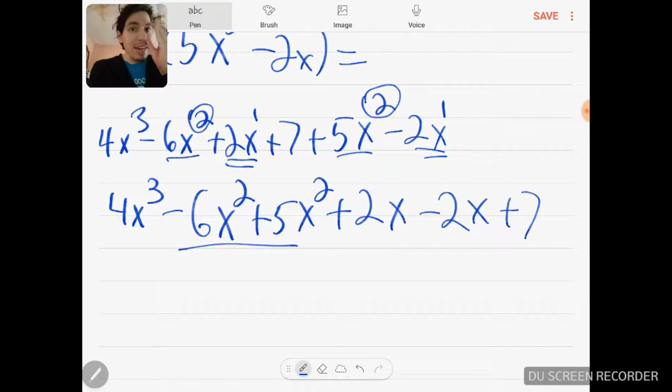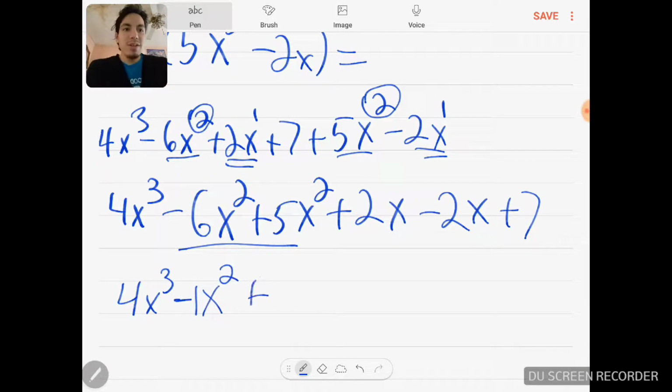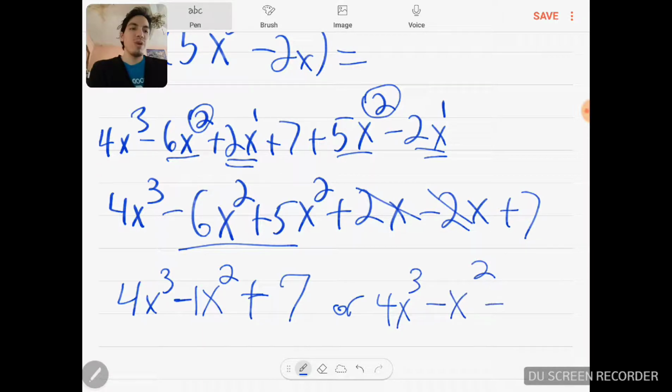When I say combine, all we're going to do is pretend that these are regular numbers. So don't think of it as, oh, I gotta multiply the exponents or add the exponents. No. Treat them as regular numbers. So you have negative 6 plus 5, which is what? Negative 1. In this case, you could write 4x to the third minus 1x squared, or just negative x squared, plus, now the 2x minus 2x, they both cancel, so you don't write that. You just write plus 7, or you just write 4x to the third minus x squared plus 7 as your answer. So let's try another one.